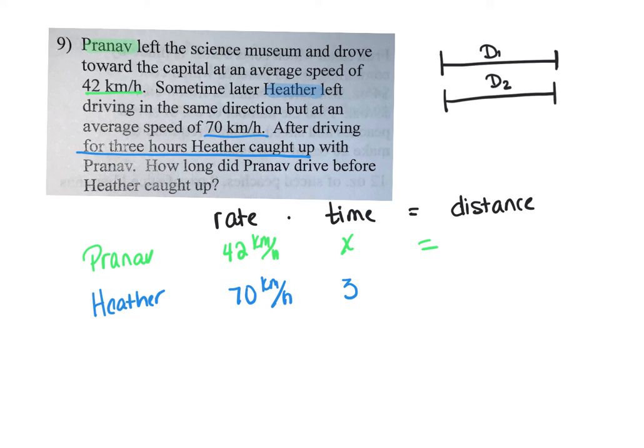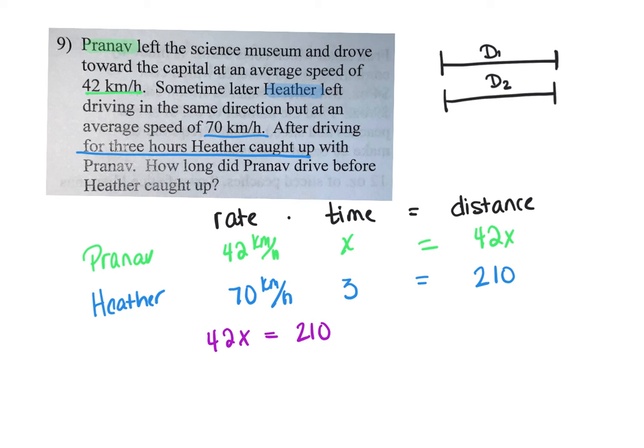All right. So how do I find my distance for the first person? Yeah, 42x. Distance for the second person? 210, right? All right, so I have 42 miles an hour for the first guy. Time we don't know. Heather left sometime later, driving 70 miles, and she drove for 3 hours. All right. So then I'm going to say these two equal. 42x equals 210. All right.